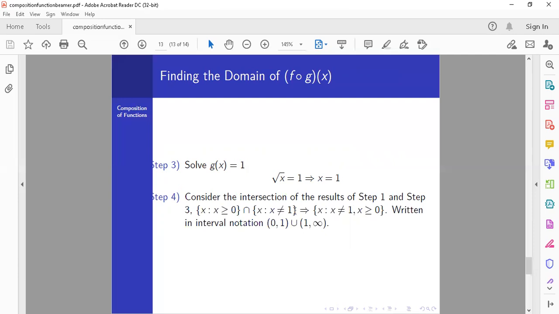Now we consider the intersection of the results from step 1 and step 3. So x from step 1 says that I'm allowed to use any x value that's greater than or equal to 0. I have to intersect this with any x value that's not equal to 1, because I have to exclude the 1 that resulted from step 3. And the intersection of these two is simply the set of x's greater than or equal to 0, but not equal to 1. Written in interval notation, it looks like this: 0 to 1, union 1 to infinity.